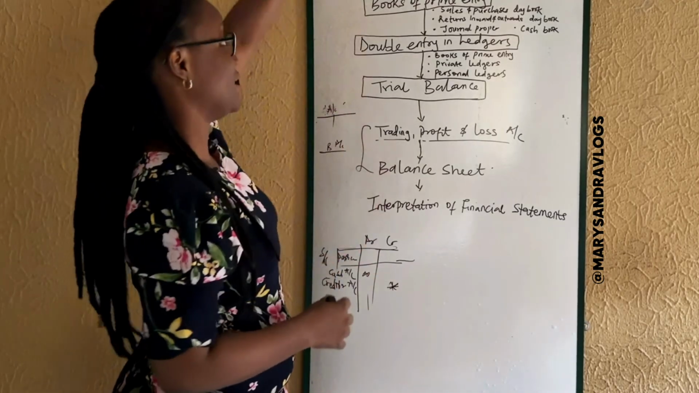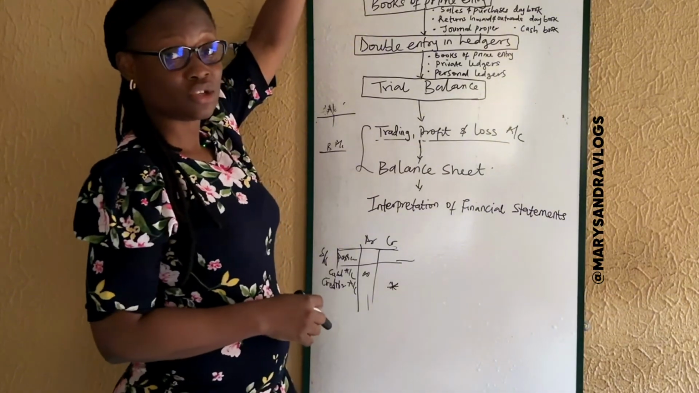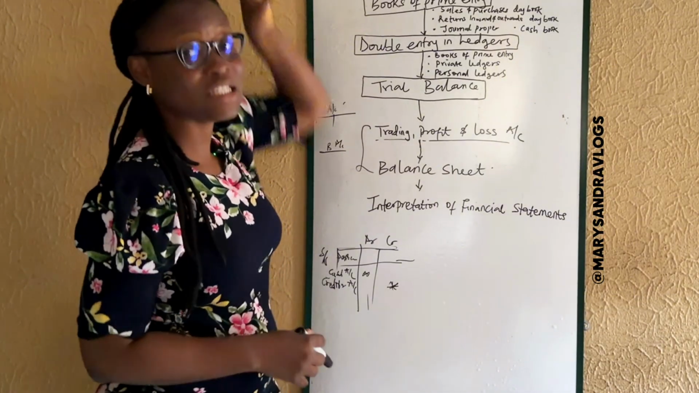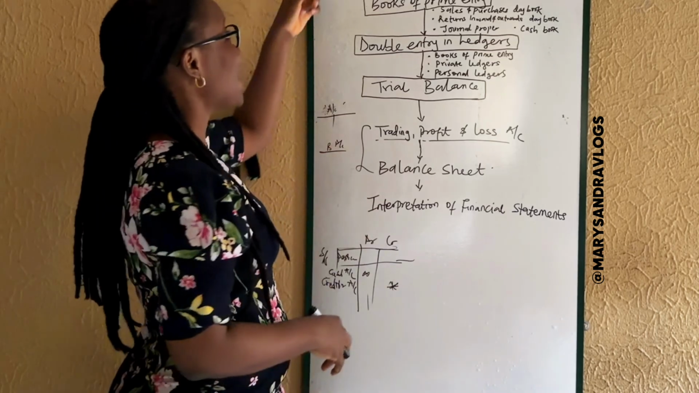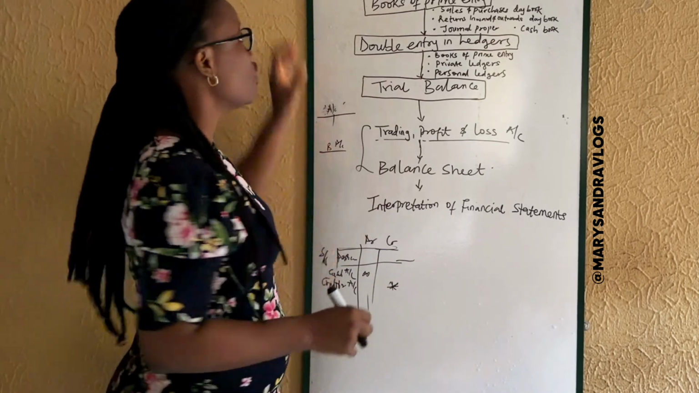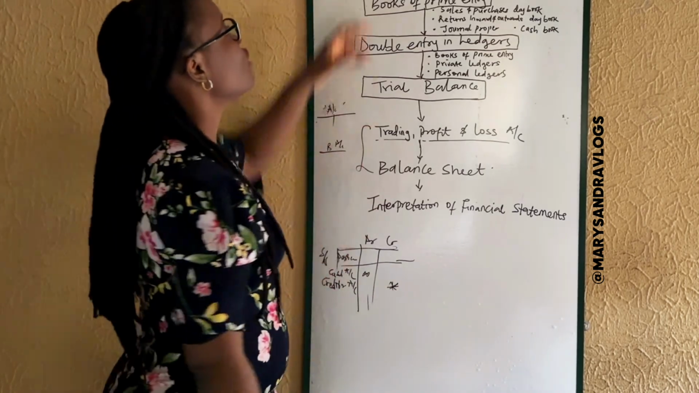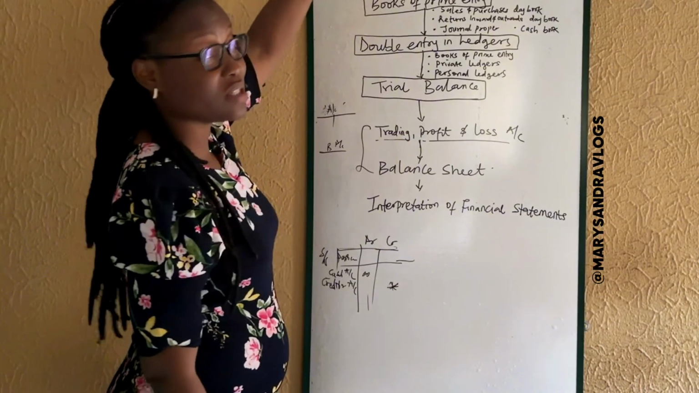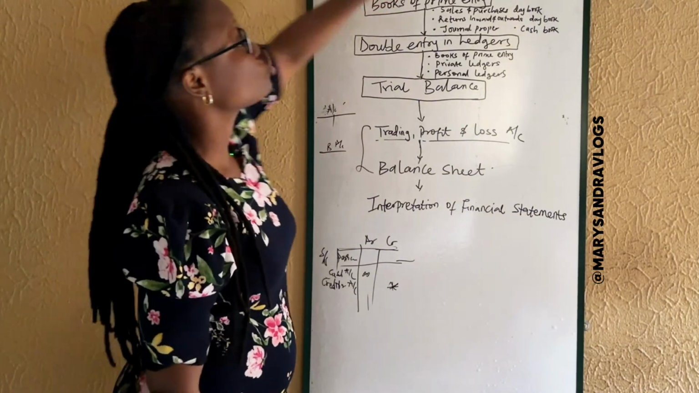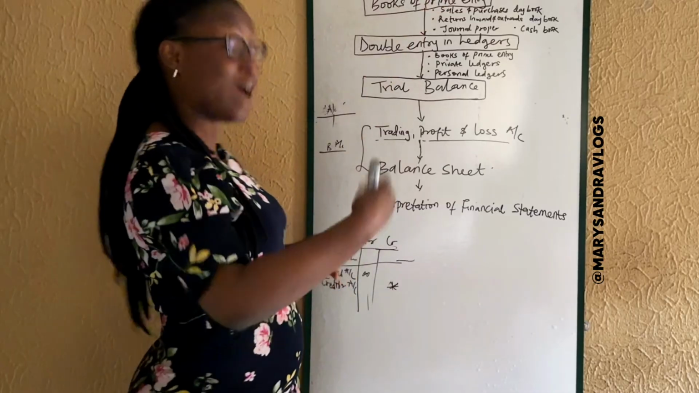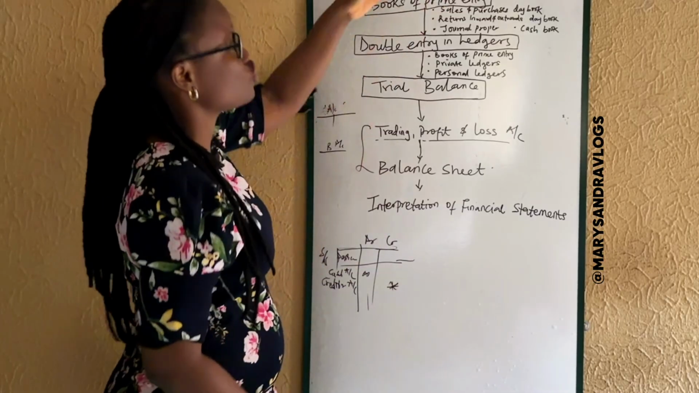First things first, I said that when a business transaction takes place, it takes place in two forms. It's either cash, you are paying immediately, or credit, you are paying later. Once a business transaction occurs, the first thing is your source document. The first thing which records that transaction is your source document.